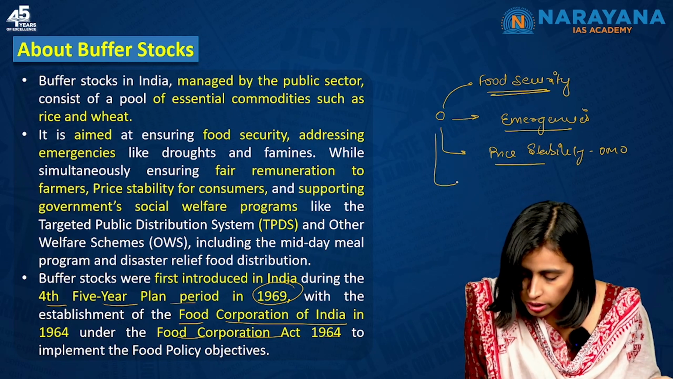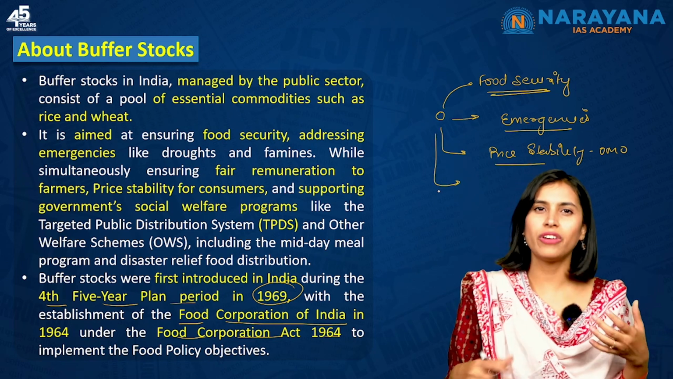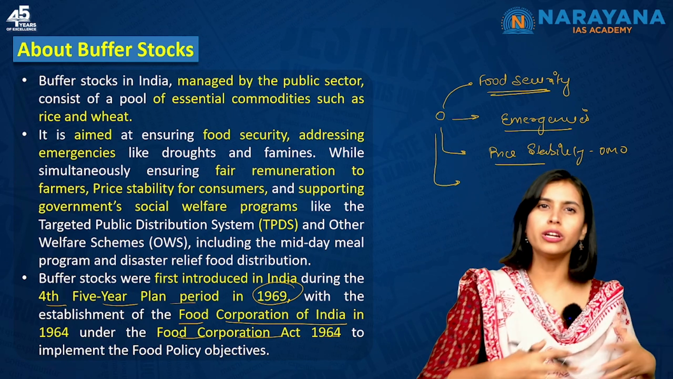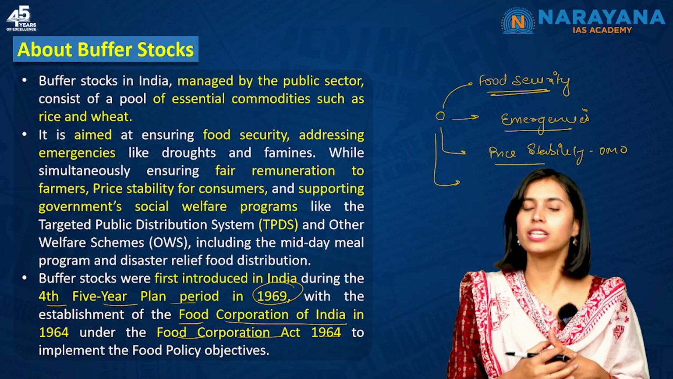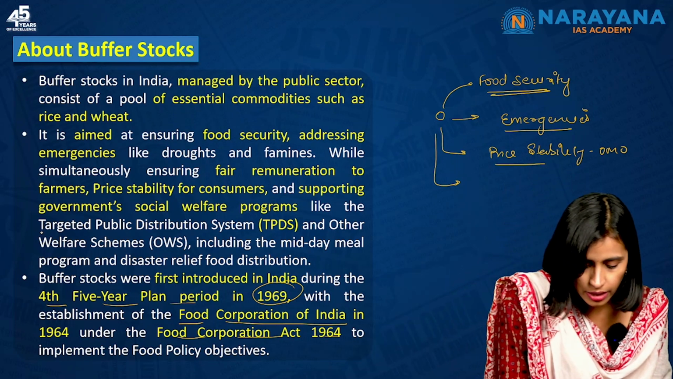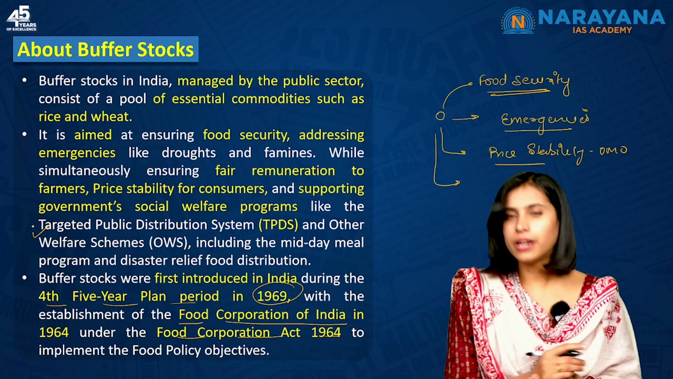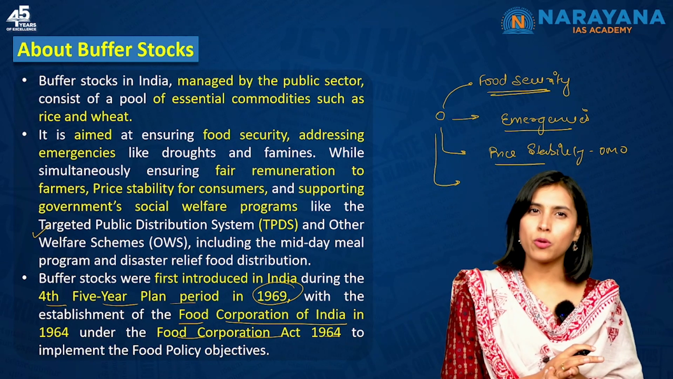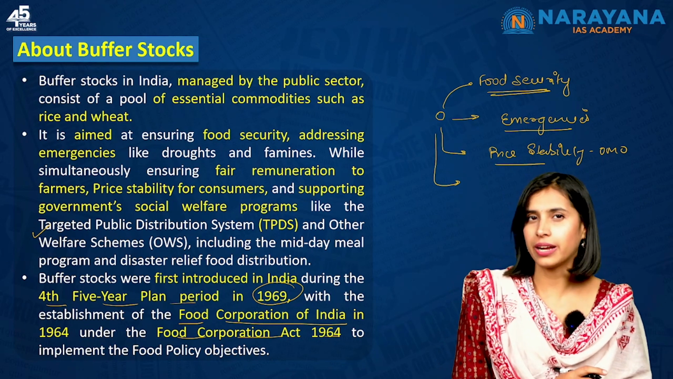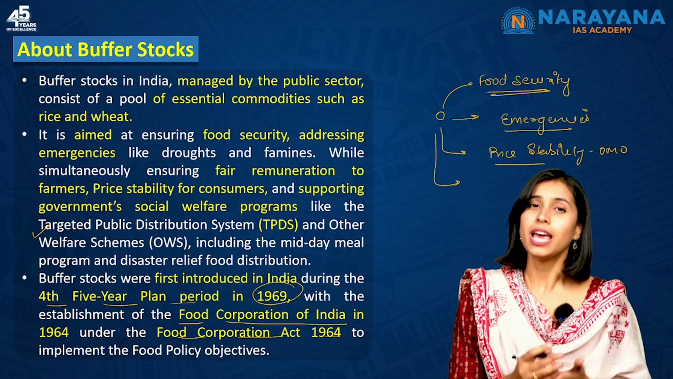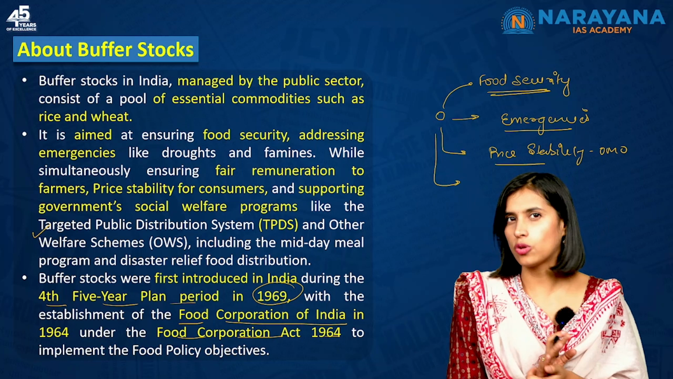And overall, it also ensures a government social welfare program, like providing food to the poor section of society at a subsidized rate, which is done under the targeted public distribution system through the fair price shop. So the government provides food grain to the poor section of society at a subsidized rate, like 1 rupee, 2 rupees, 3 rupees. So it is through this buffer stock that the government is able to do so.